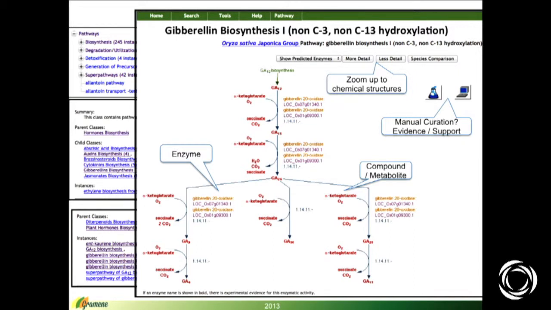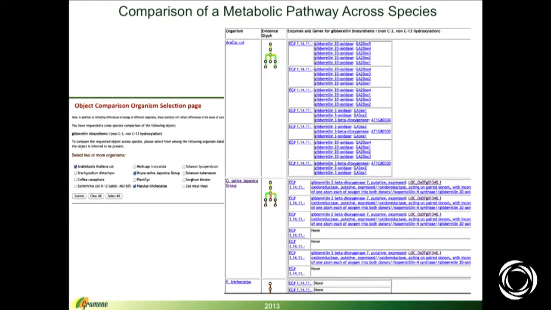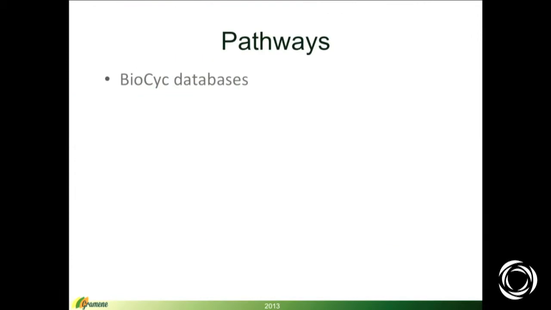Then you can also zoom in to the level of the chemical structures, and you can also do species comparisons. So for a given pathway, such as the gibberellin example we had, you can select the species that you want to see and get all of the enzymes, the ortholog enzymes, and the process in other species. Okay, so that covers that.